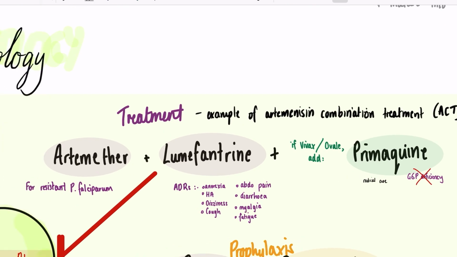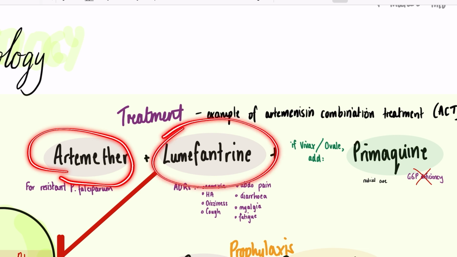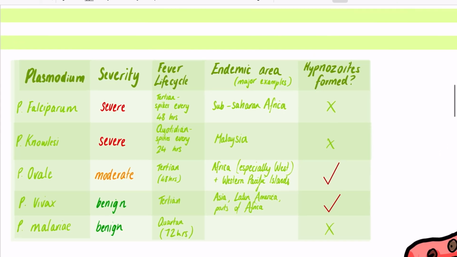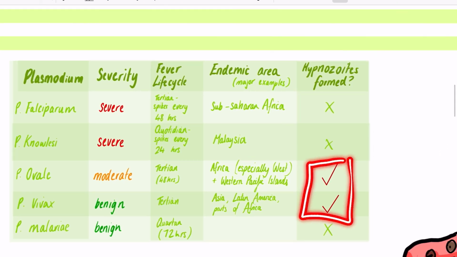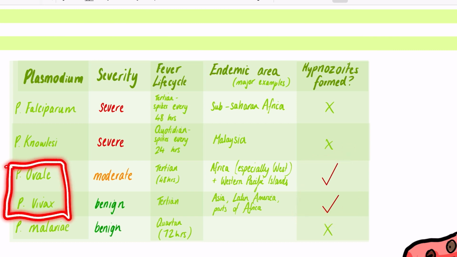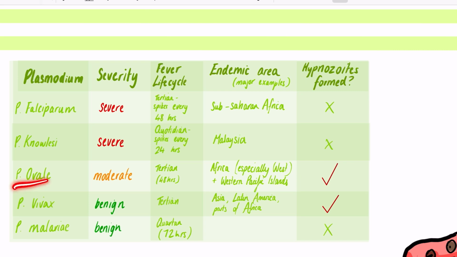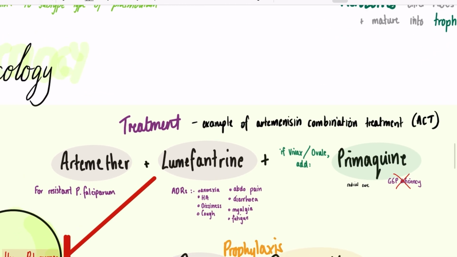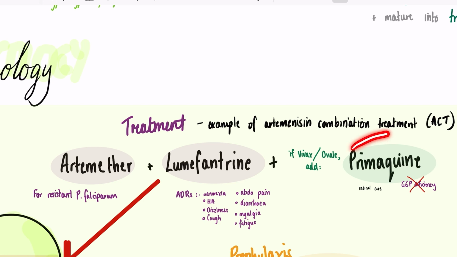So artemether and lumefantrine are usually used for our classic types of malaria which do not have hypnozoites, or do not have that dormant phase in the liver. Specifically, I'm referring to Plasmodium ovale and vivax here. If it's been diagnosed through thin blood film that a patient has Plasmodium ovale or Plasmodium vivax, you're going to add on this very special treatment to your ACT of primaquine.